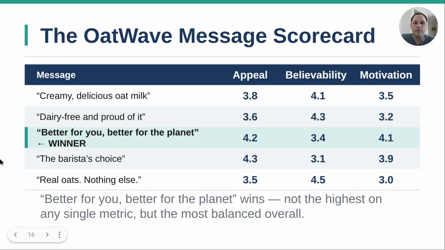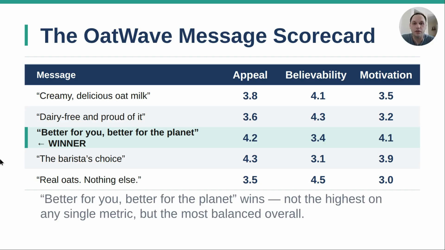Here are Oat Wave's results. Creamy, delicious oat milk scores 3.8 on appeal, 4.1 on believability, 3.5 on motivation. Solid but not exciting. Dairy-free and proud of it tops believability at 4.3, but motivation is only 3.2. It's honest but doesn't inspire action.